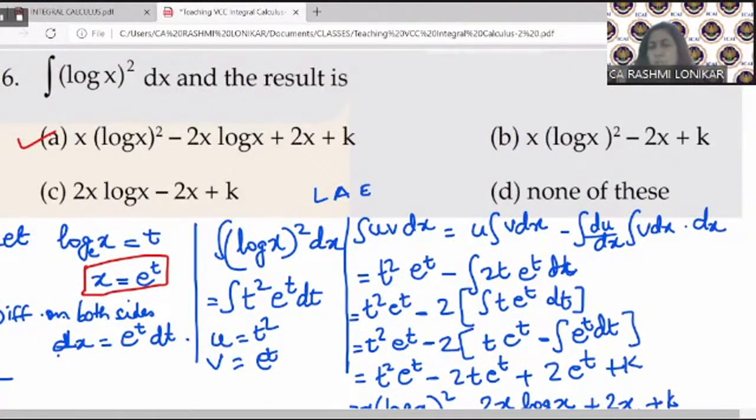Just let me tell you, I am substituting log x is equal to t. Then the very important step is writing x as equal to e raised to t. How do I write that? Just go back to chapter number 1. There you will be able to see that log x to the base e equal to t means x will be equal to e raised to t. And then the second step is differentiate on both sides. Third is substitution, solving the integral, and then resubstituting for t.